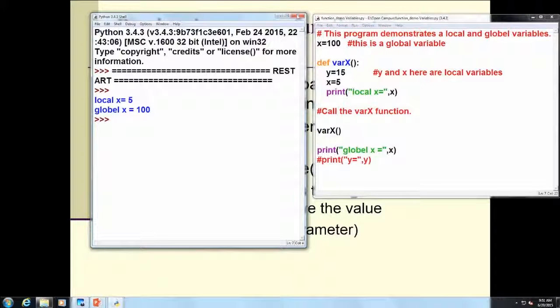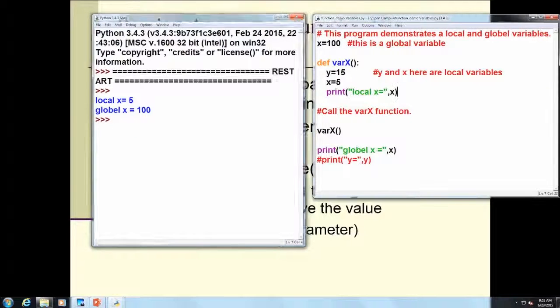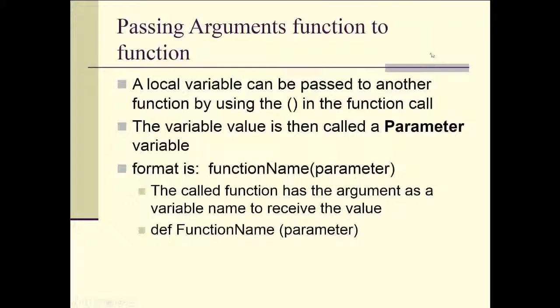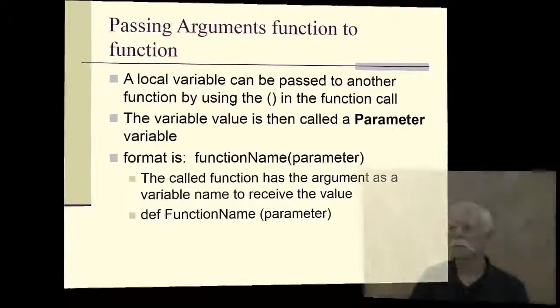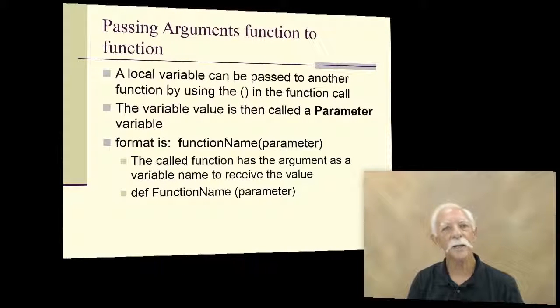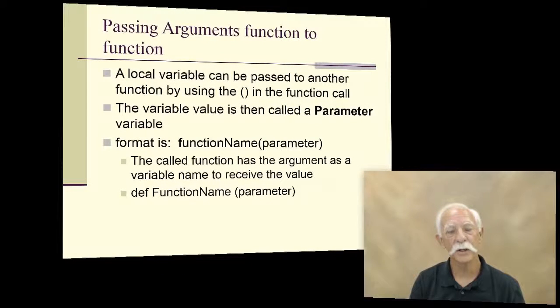Okay? All right. Well, let's take another look at what we do inside these parentheses. The next thing we can do is pass arguments back and forth between functions. A local variable that's inside a function, remember I said we can't use that outside of a function. So the local variable is inside the function and it only can be used by that function. Well, let's try something else.